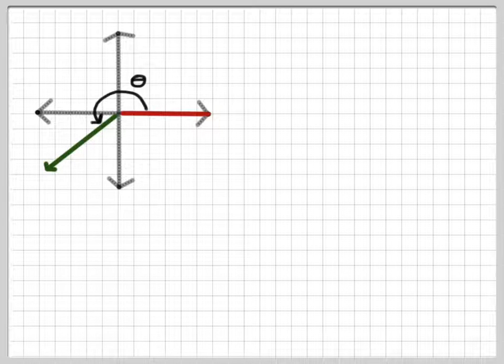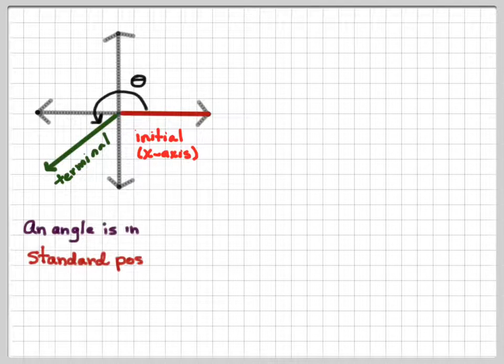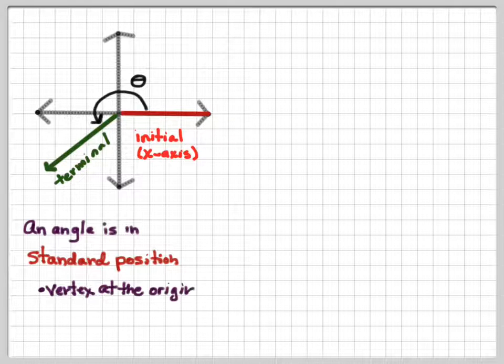All right, let's take a look at what happens if we put an angle onto the Cartesian coordinate system, because in trigonometry this is how it works. You'll notice that I've drawn my theta from the positive x-axis to the green second ray. So the x-axis is going to be my initial side, and then the green is the terminal side. An angle is in what we call standard position if two things happen: if the vertex is at the origin and the initial side is on the x-axis.